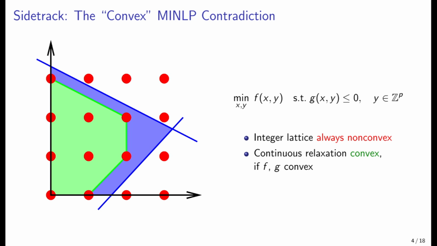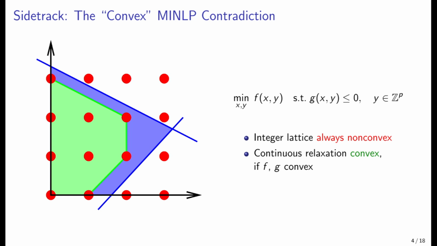And so clearly this is not a convex set, because if I take a convex combination of two of these points, then the line joining these two points is not a feasible point. It's not an integer point. So the integer lattice that's drawn in red here is always non-convex. But the continuous relaxation, if I just forget that I have integer points, that is a convex problem. So the blue set here is a convex set. And the linear functions are convex. So in this case, that will be a convex set.